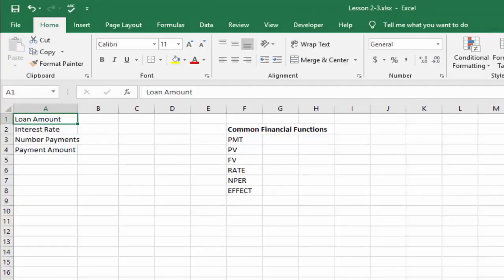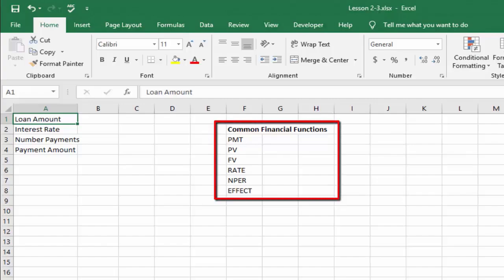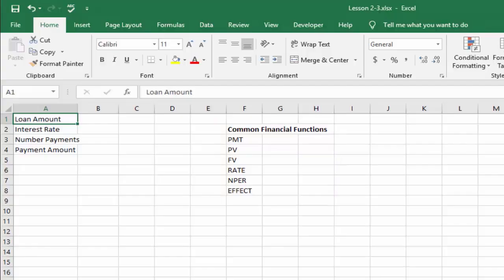You can see that Excel is open now to a worksheet here where I've listed some terms: loan amount, interest rate, number of payments, and payment amount. You'll also see I have a list of common financial functions that we're going to use over here. We'll talk about each of those as part of this video.